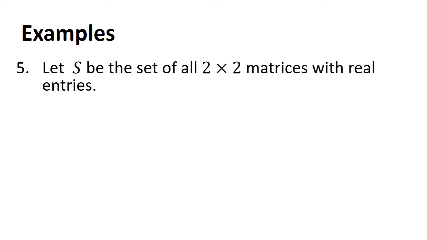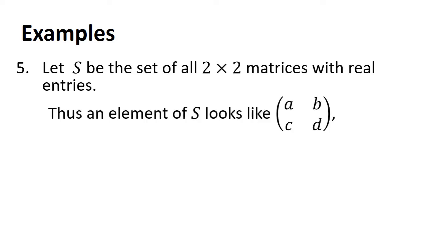Okay, let's have the last example on binary operation. Before we head on to the example, there is a definition of a 2 by 2 matrix. A matrix is an array of elements or objects. In this example, it's an array of letters or numbers, wherein there are rows and columns.